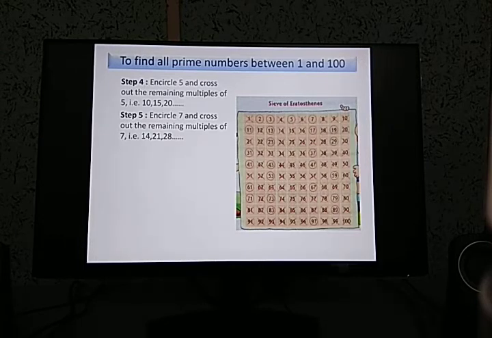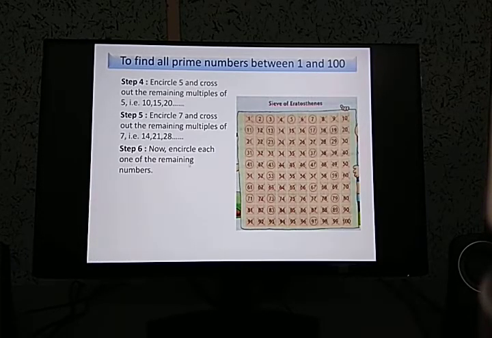Not only in this line, you have to cross out in every row. Whatever multiples of 2 are there, whatever multiples of 3, whatever multiples of 5, whatever multiples of 7 are there, you have to cross out all of them after encircling. And whichever numbers are left which don't fall in this category, that means which are not the multiples of 2, 3, 5 and 7, those numbers you have to encircle. You can see here the next step.